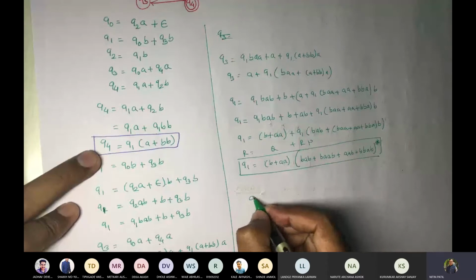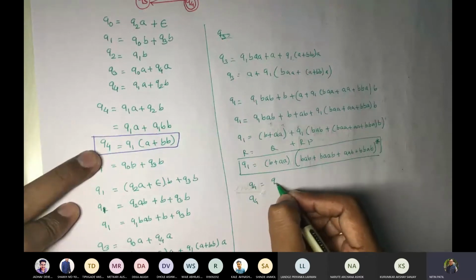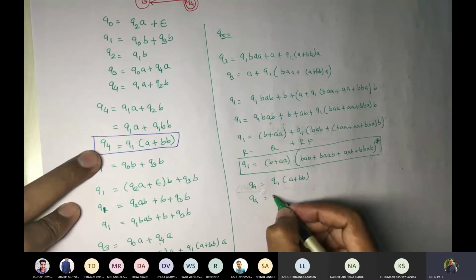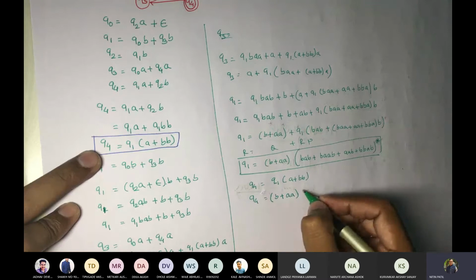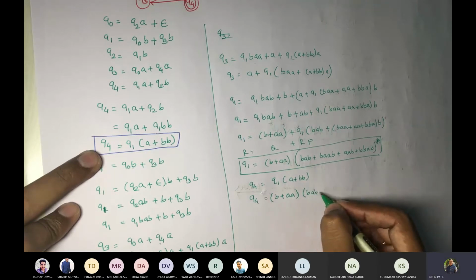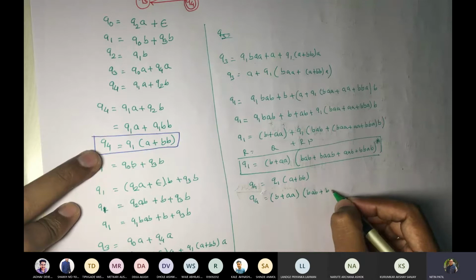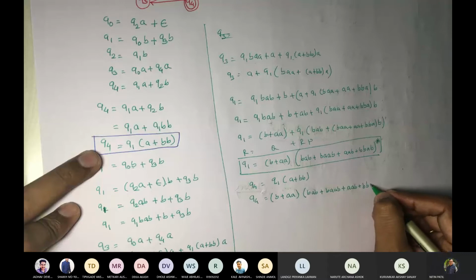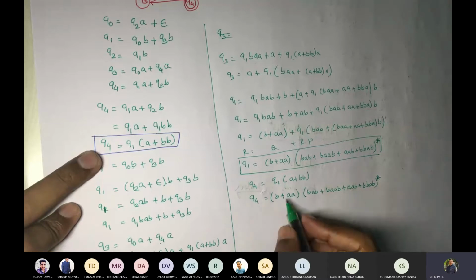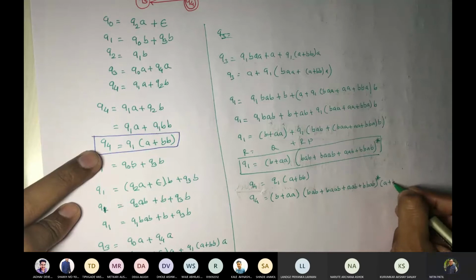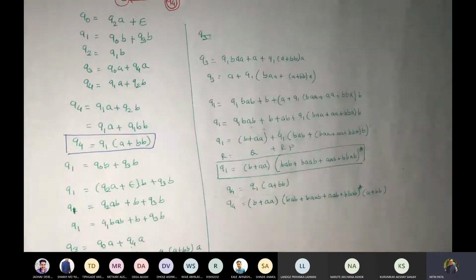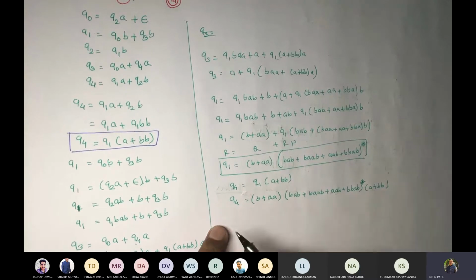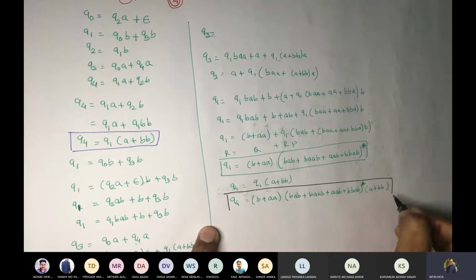So we will get Q4 is equal to Q1 A plus BB. So we'll put this value as it is. So B plus AA bracket BAB plus BAAB plus AAB plus BBAB star. Okay. And then this remaining A plus BB. Correct. Now this is not having any state and Q4 is containing only components from A and B. So that's why this would be our final solution.